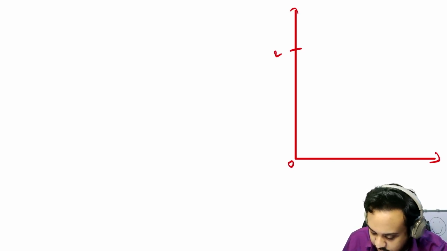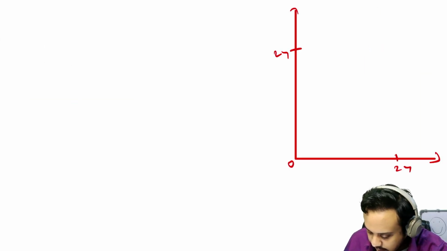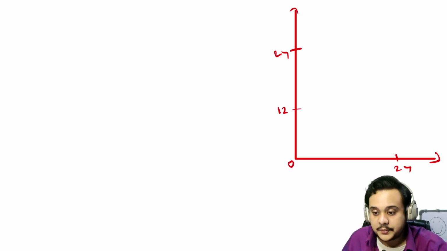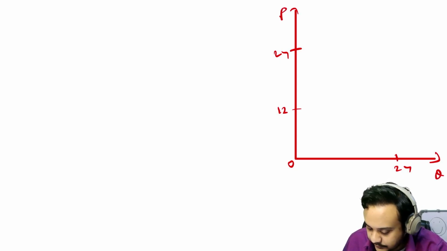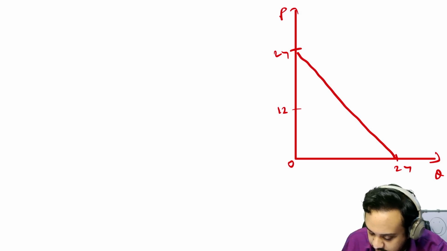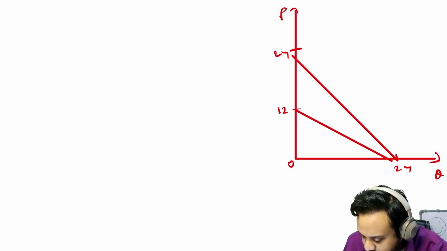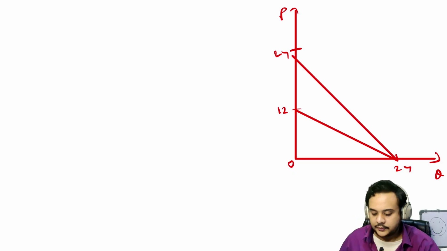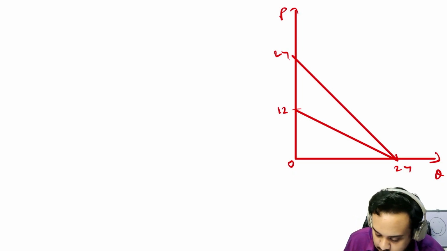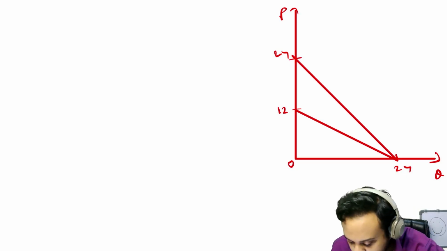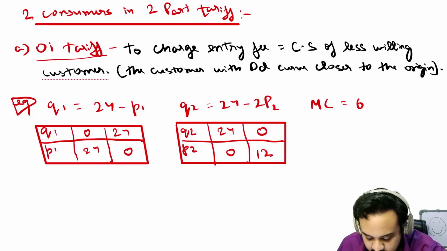This is 24, and at the half point we have 12. So this is price, this is quantity. Our first demand curve is this, and our second demand curve is this. So these are the two demand curves. The demand curve that is higher is for the first customer.